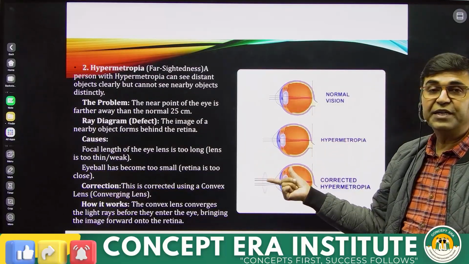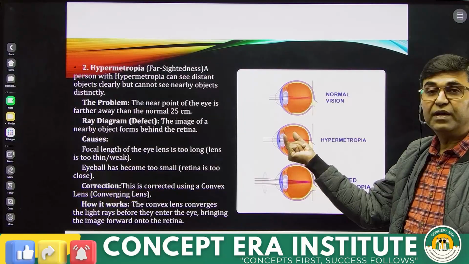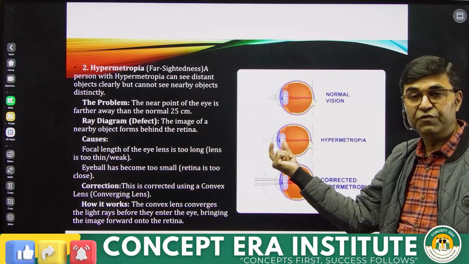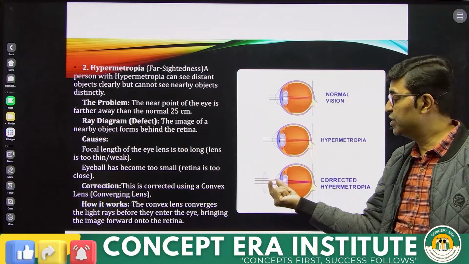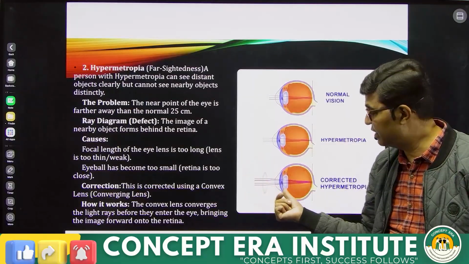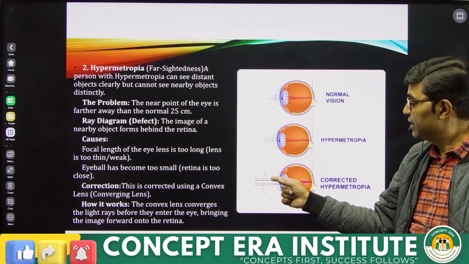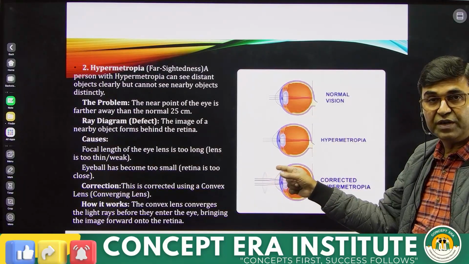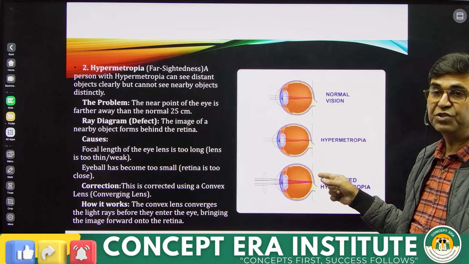What should be the correction? The correction should be that the normal eye lens is not able to converge the rays properly. So if we use a converging lens in addition with this eye lens, then the total effect of these two lenses will converge the rays and the image will be formed at the retina and we will be able to see clearly.